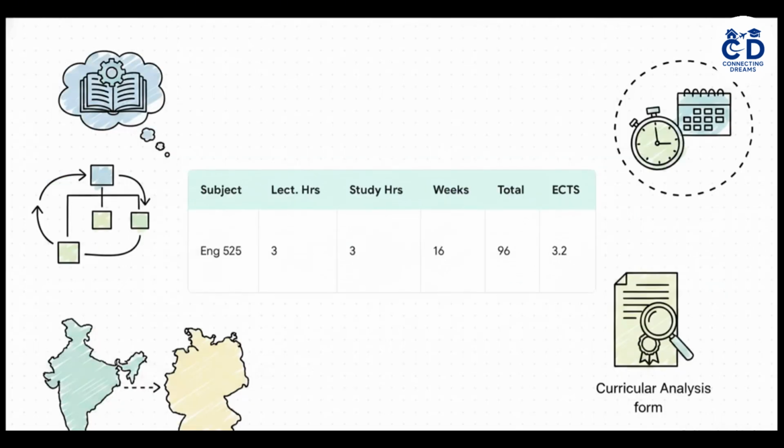Let's see how this actually builds into a real-world scenario with a concrete example from an engineering transcript. Imagine you took a core course, let's call it Engineering 525. You had 3 lecture hours per week, you had 3 self-study hours per week. That gives you 6 hours of total work per week. You multiply that by a standard 16-week semester, which yields 96 total hours invested into this one subject. Finally, you divide 96 by 30. The result? That single class yields exactly 3.2 ECTS. When you apply to a German university, you'll be asked to fill out a curricular analysis form doing this exact same math for dozens of your subjects.